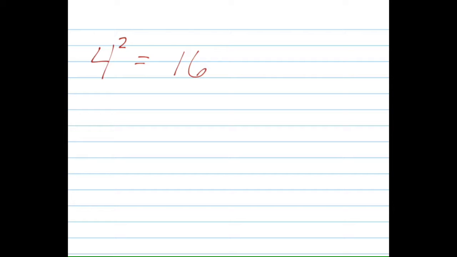Okay? We square 4 to get 16. What takes us from 16 back to 4? And the answer is, I already gave it to you. The answer is the square root. The square root of 16 equals 4. Now, that symbol over the 16 is called a radical symbol.